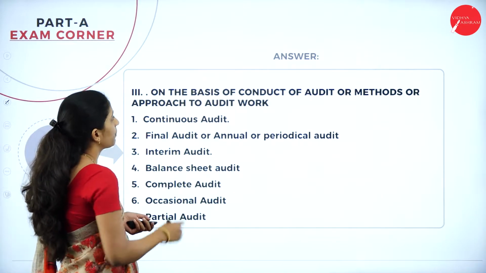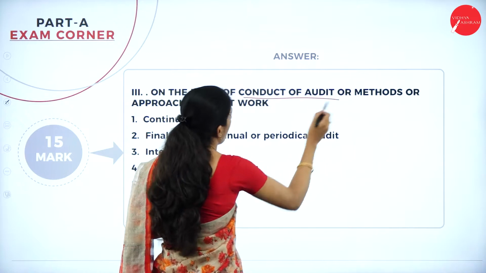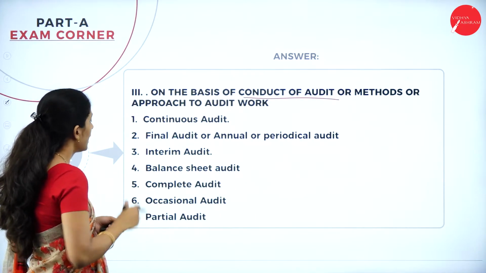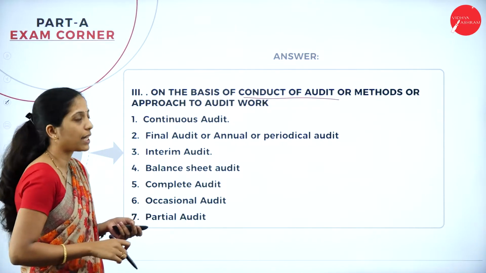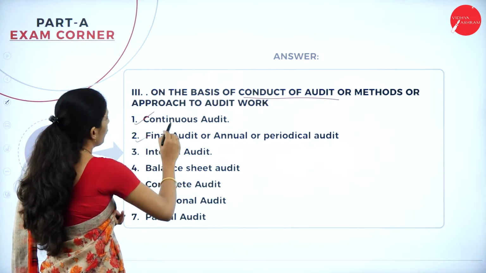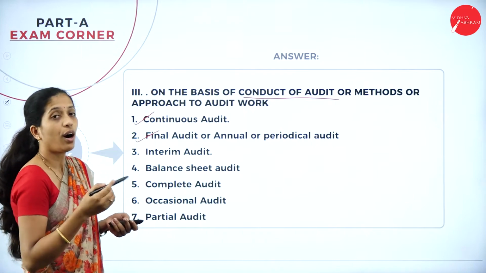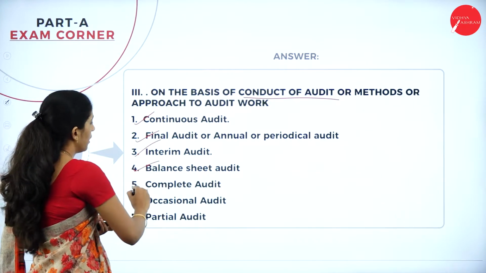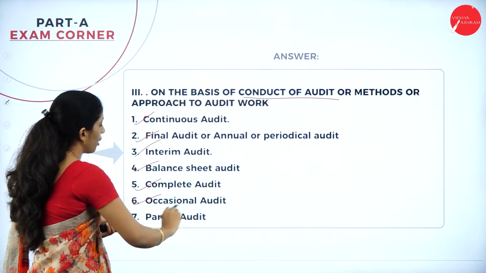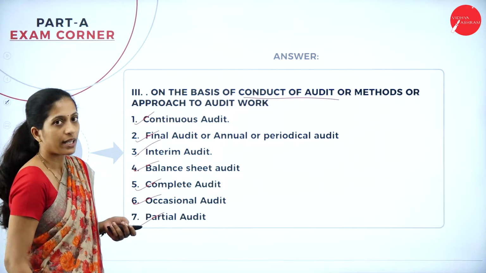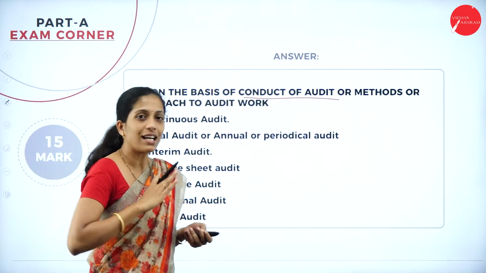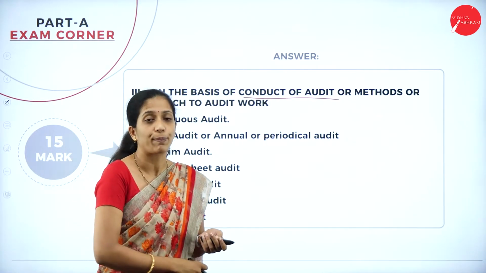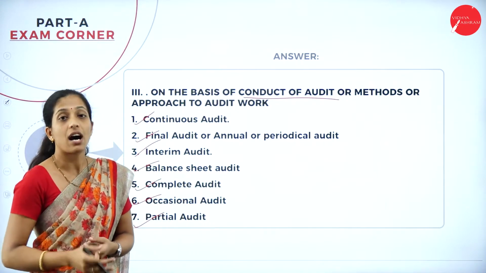In the same way, on the basis of degree of conduct or methods or approach to audit work, it has been divided into 7 types. That is continuous audit, final audit or annual or periodical audit, interim audit, balance sheet audit, complete audit, occasional audit as well as partial audit. So, this is just a side point. You can go through the explanation and you have to write the explanation for this because they have asked for 15 marks.